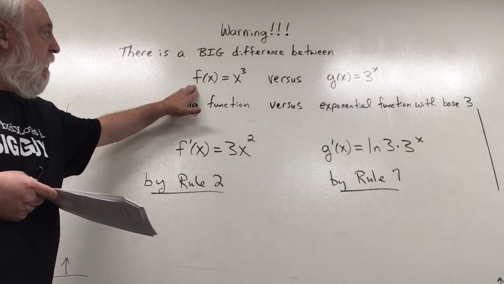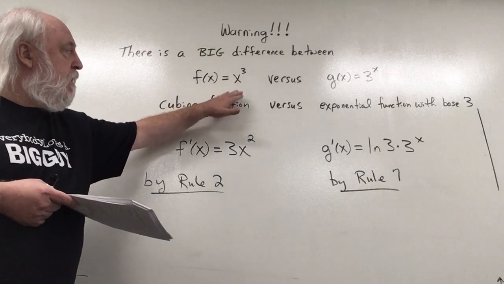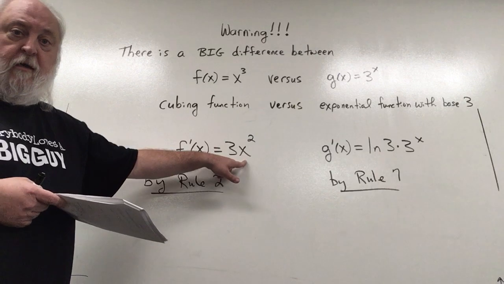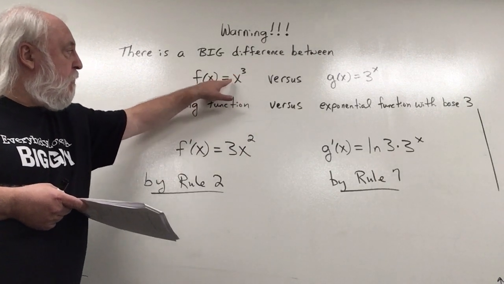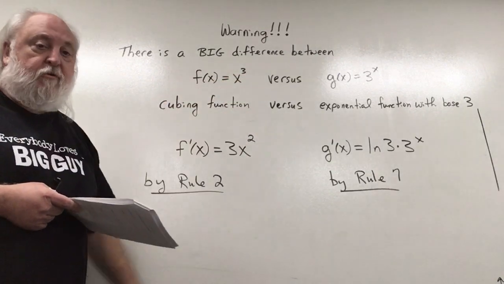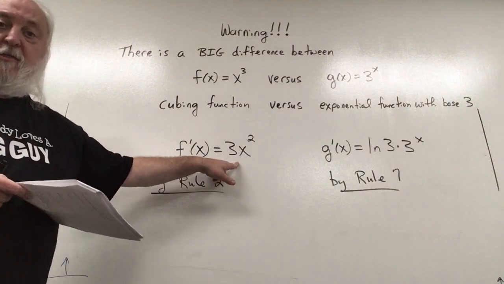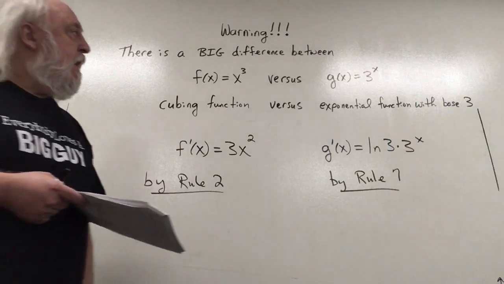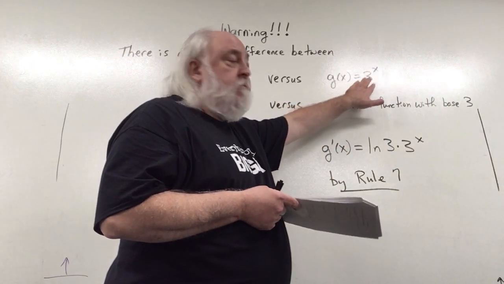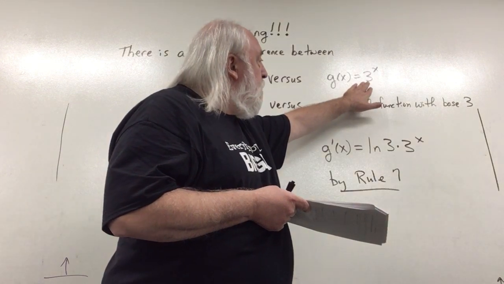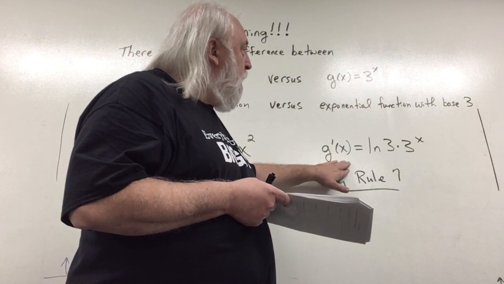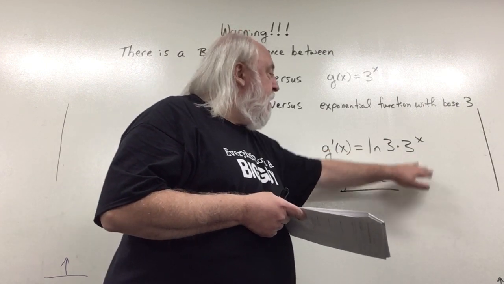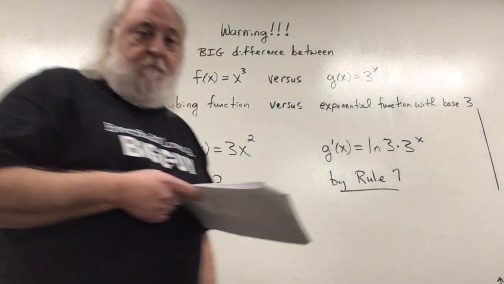The derivative of f of x equals x cubed, by the power rule, is equal to 3x squared. In differentiating x cubed, you bring the 3 down in front of the x and subtract 1 from the exponent and you get 3x squared, by basic rule number 2. In differentiating the exponential function with a base of 3, that derivative, g prime of x, is equal to the natural log of 3 times 3 to the x by rule number 7.